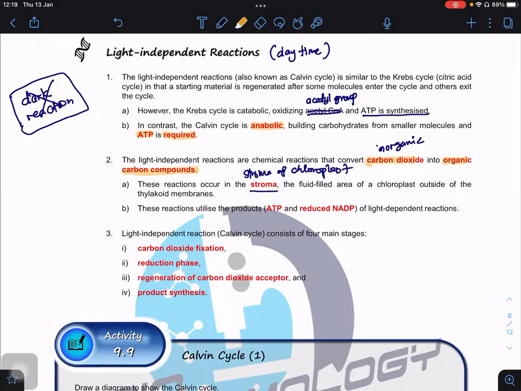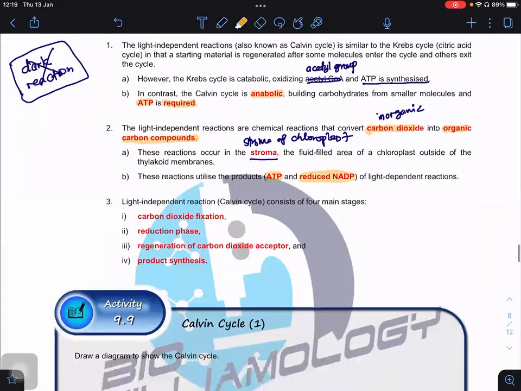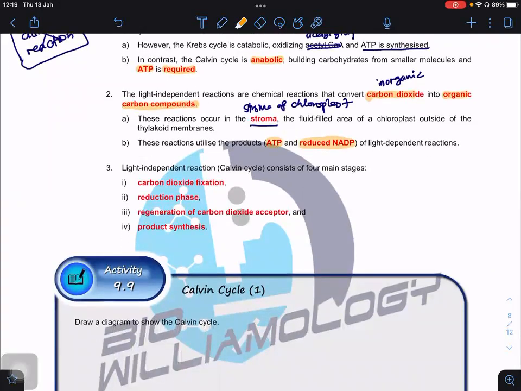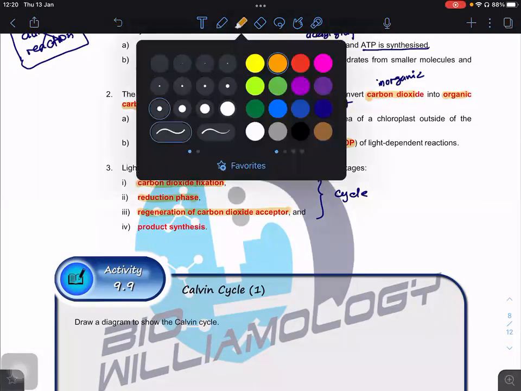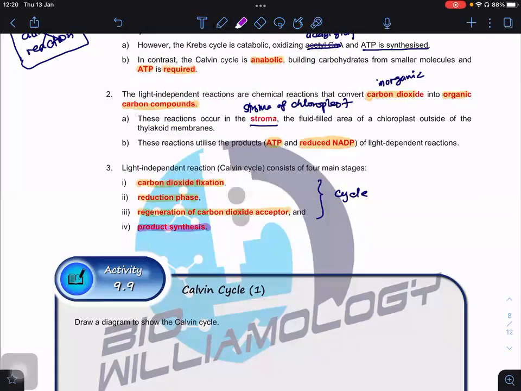Okay, and this reaction highlights that we need to have ATP and reduced NADP. We have no choice. They must have these two, and these two come from the light-dependent reactions. And this Calvin cycle contains four main stages. The first three are within the cycle. The first one is carbon dioxide fixation. Second, the reduction phase. Third, regeneration of carbon dioxide acceptor. And last, product synthesis. I use a different color because product synthesis takes place out of the cycle. It's not really inside the cycle.